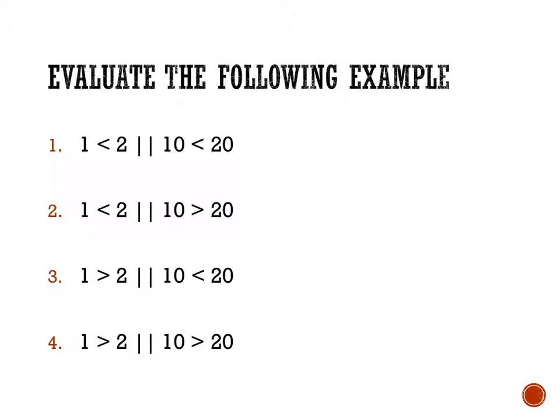So I'd like you to do the same thing here that we did on the previous slide. You'll notice that each of these have or, and you'll notice I actually use the same statements. 1 is greater than 2 versus less than 2 and 10 and 20, but this time I just put the or in between it, and I want you to notice the difference that occurs when we're using the or versus using the and. So again, pause the video, try these 4 on your own very quickly, and then you can check your answers on the next slide.